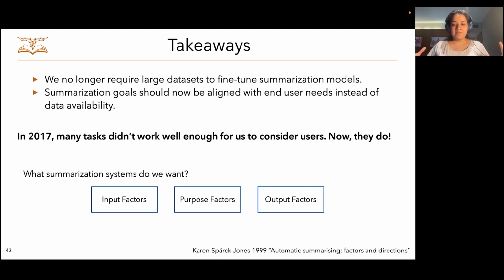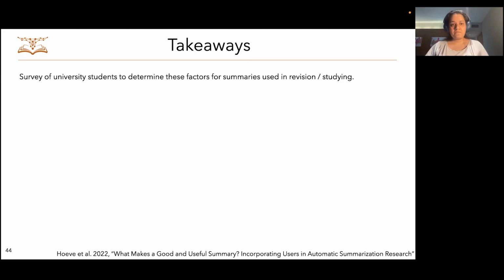And back in 2017, when we started focusing on news summarization, our models didn't work well enough for us to consider users. We were just trying to make sure that the models generate fluent and grammatical text, but now our models work well. So we can now really start focusing on end user needs.